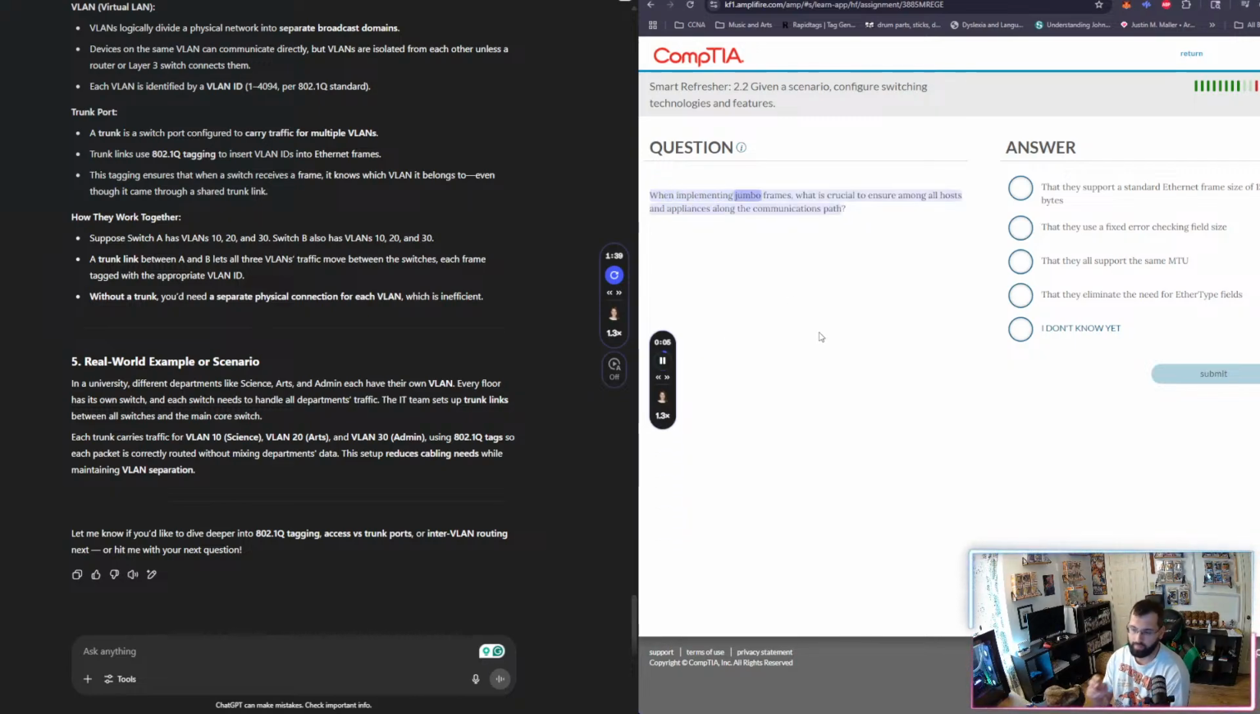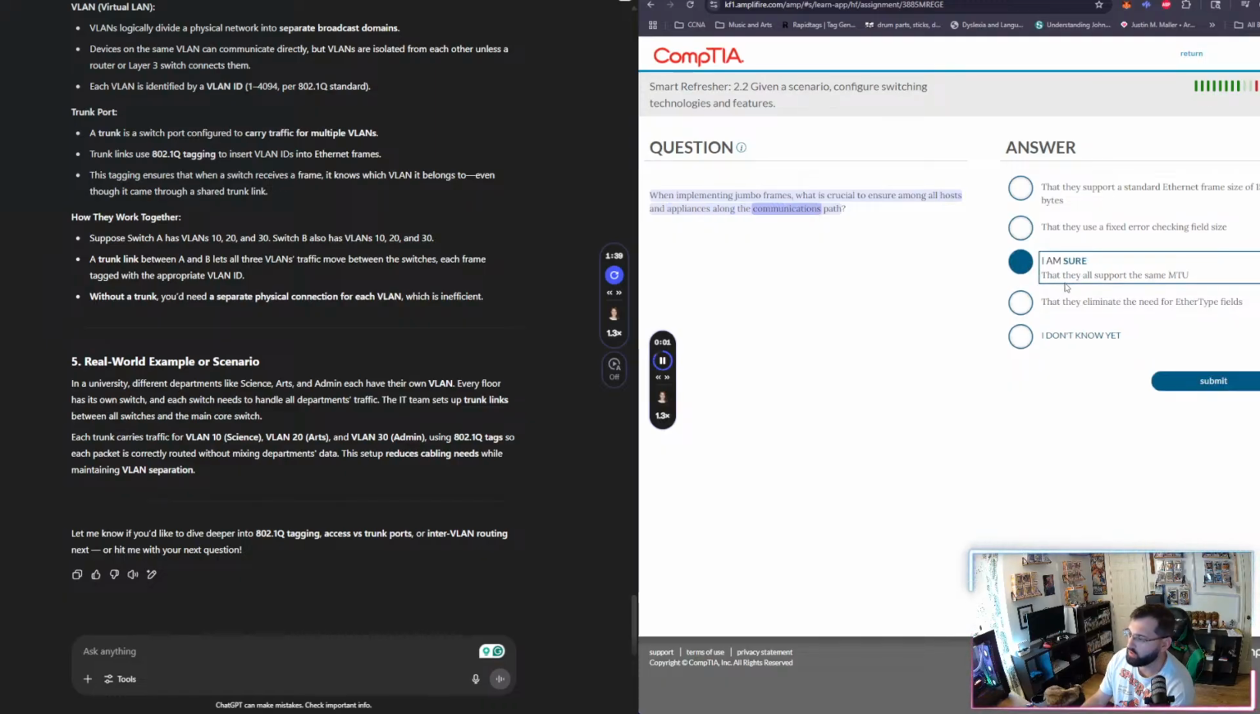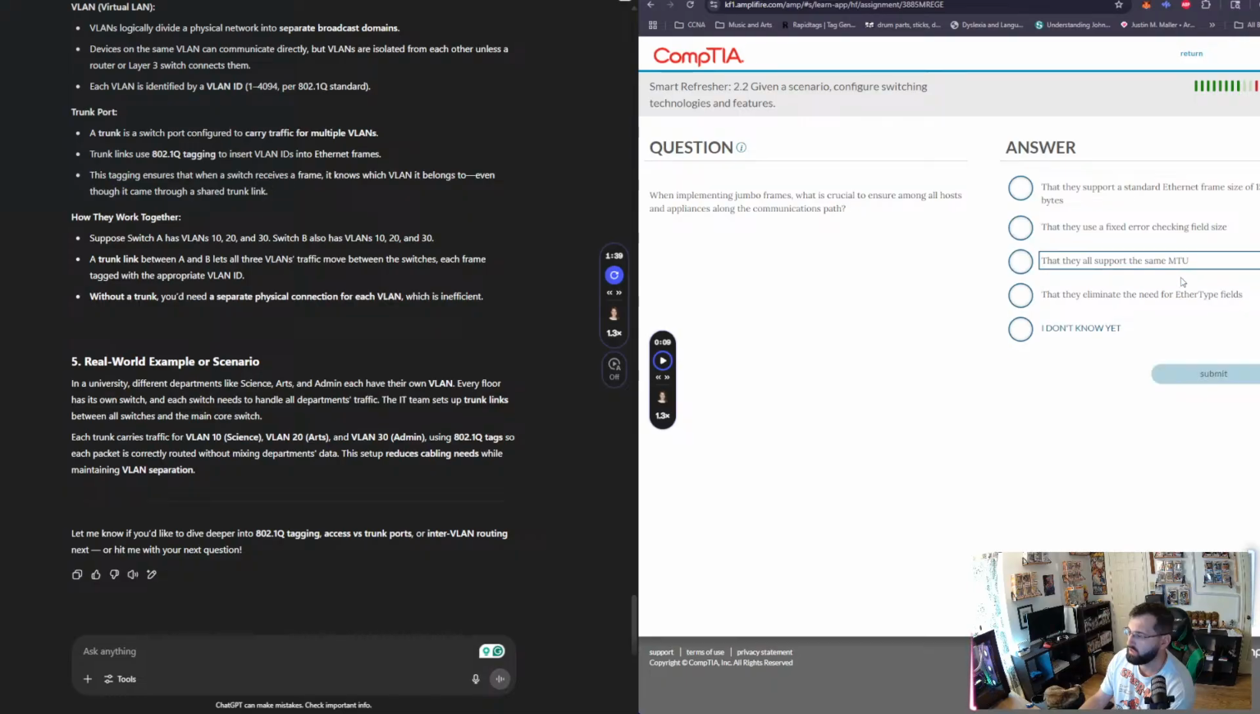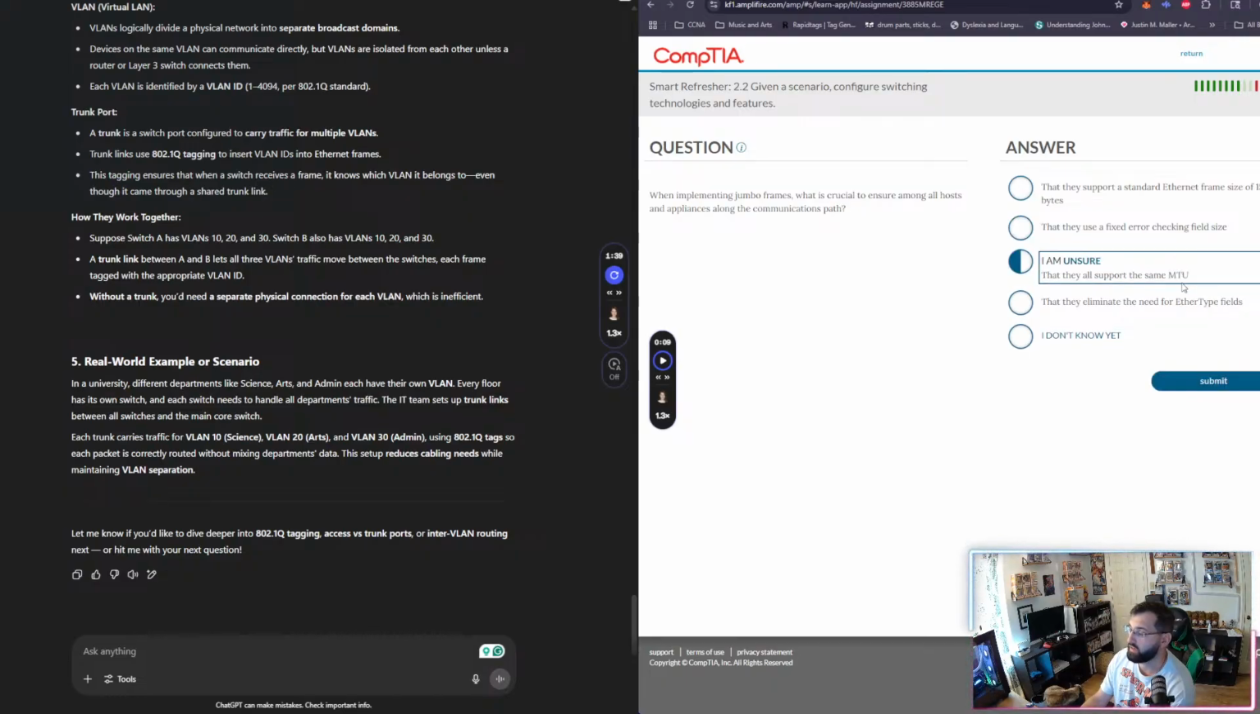When implementing jumbo frames, what is crucial to ensure among all hosts and appliances along the communications path? You need to make sure that they all support the maximum transmission unit. Make sure that they're all set to the same one.